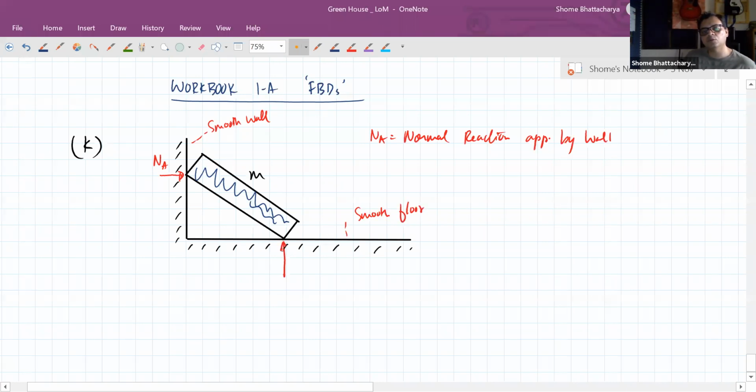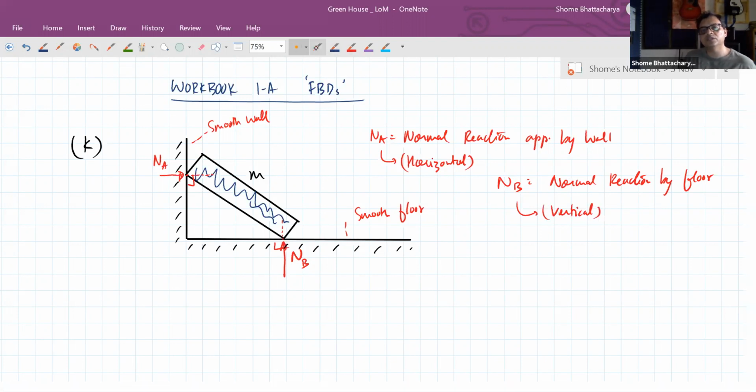So this will apply a normal reaction like this. It will be at 90 degrees to this surface. So this will become a horizontal force. That is the important thing. And similarly, NB, let's say, this will become normal reaction by the floor. So this will become a vertical force.